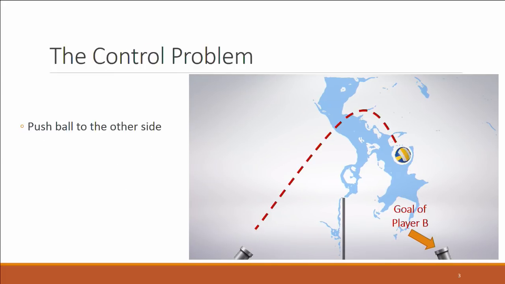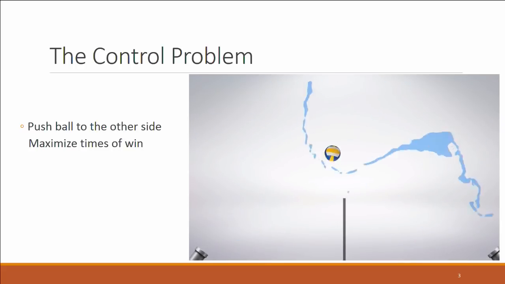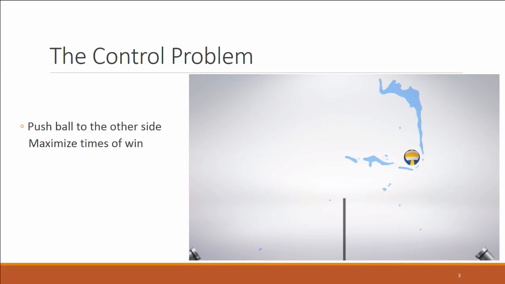So we want to solve a control problem. The goal of this control problem is to push the ball to the other side. Let's say if the ball hits any boundary point on the left side of the screen, then player B will gain 1 point and player A will lose 1 point, and vice versa. Our goal is to generate this kind of animation, so we want to design a controller that controls fluid spouts to gain as many points as possible.